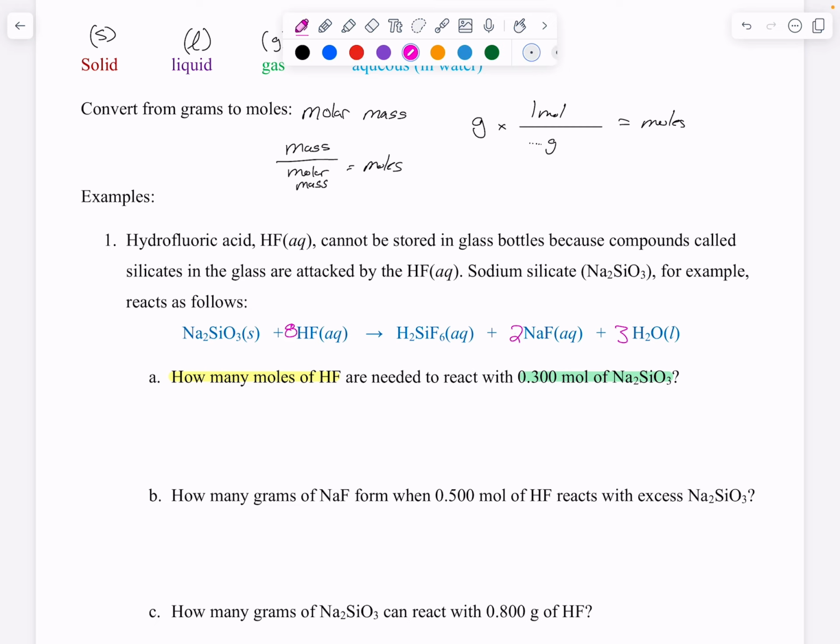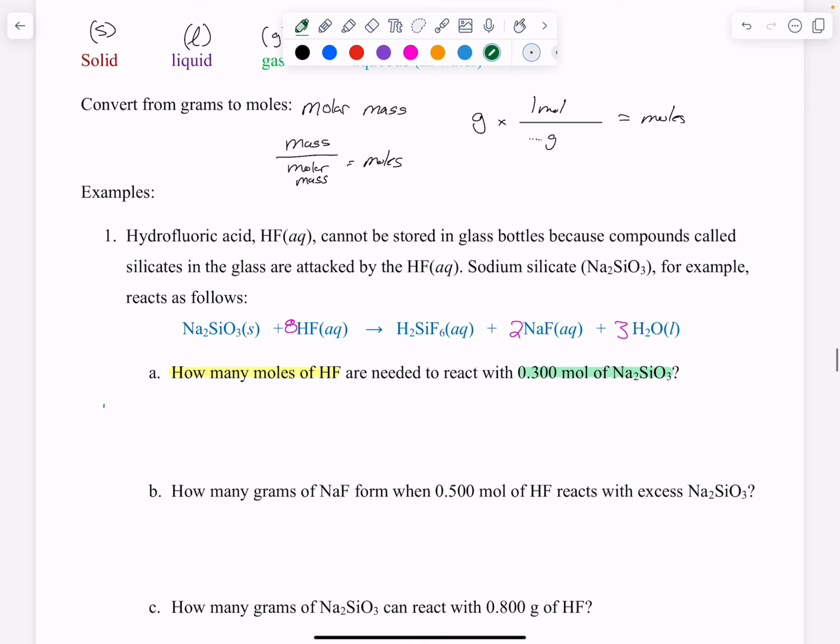is, how many moles HF are needed to react with 0.3 moles of sodium silicate? So we're going to start with our 0.300 moles Na2SiO3. And I encourage you to write out all the units. If I don't write out all the units, sometimes it doesn't work as well. I can get lost. I can not know where I'm at, especially if I look at this a month later.